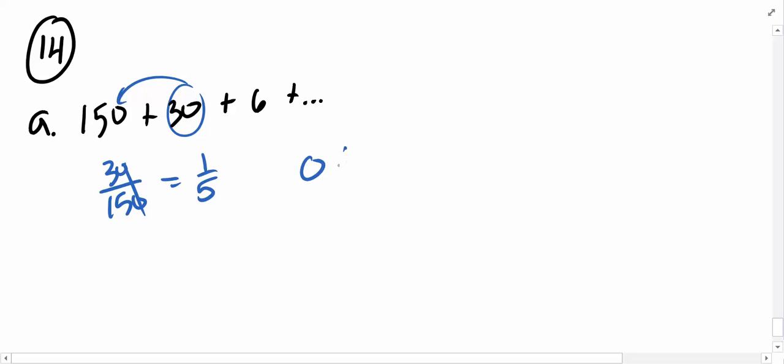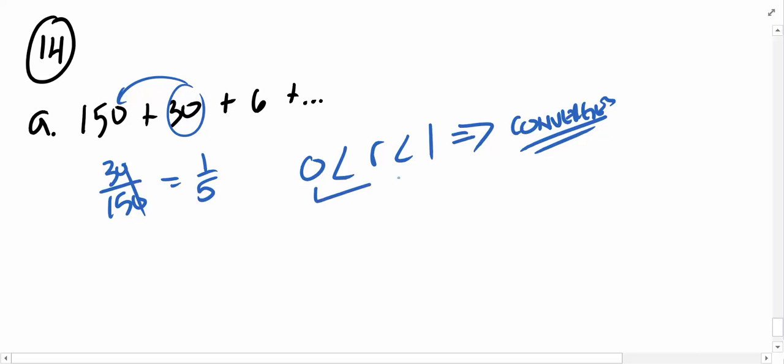Now, because my ratio is between 0 and 1, this implies that it's going to converge. Because if I'm between 0 and 1, then I can actually add this geometric series up. So the formula is very, very simple. The sum to infinity for an infinite geometric series whose r is between 0 and 1 is nothing more than the very first term over 1 minus the ratio.